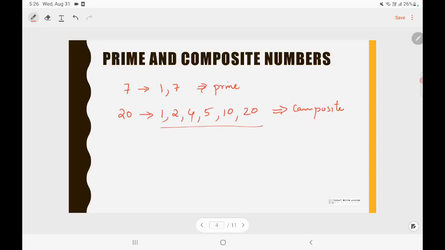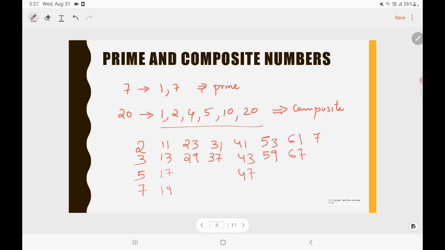I will write the prime numbers here. 2 is a prime number, 3 is a prime number, 5 is a prime number, 7 is a prime number, then 11, 13, 17, 19, 23, 29, 31, 37, 41, 43, 47, 53, 59, 61, 67, 71, 73, 79, 83, 89 and 97. These are the different prime numbers from 1 to 100. You need to at least learn these prime numbers by heart because you can use them in questions.